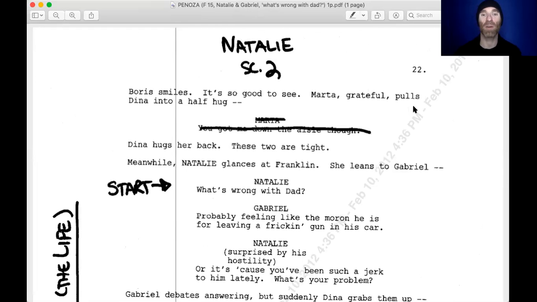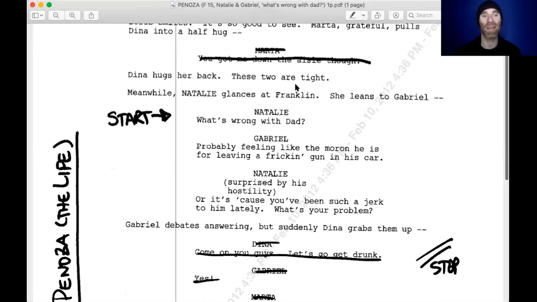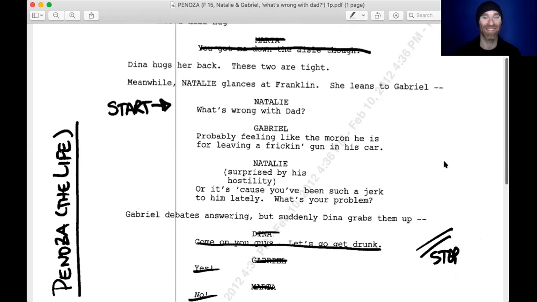Boris smiles. It's so good to see Marta. Grateful, pulls Dina into a half hug. Dina hugs her back. These two are tight. Meanwhile, Natalie glances at Franklin. She leans to Gabriel. That's you, Candy. What's wrong with Dad? That's you, Duke. I was muted. Probably feeling like the moron he is for leaving a freaking gun in his car. Natalie's surprised by his hostility. Or it's because you've been such a jerk to him lately. What's your problem?